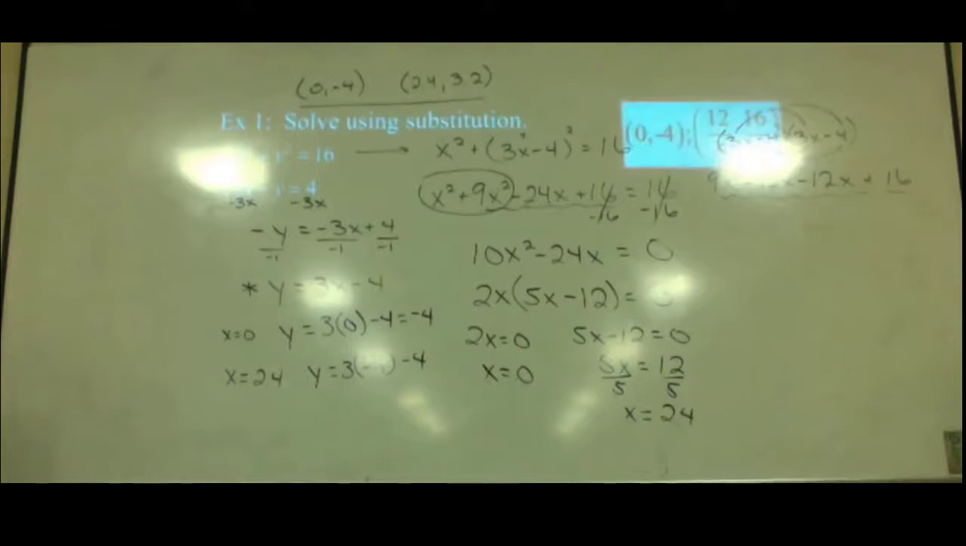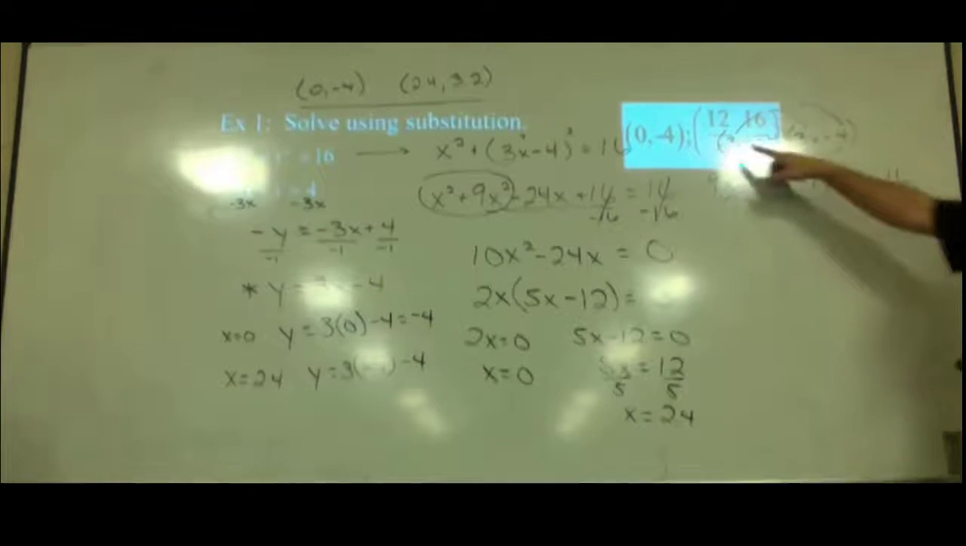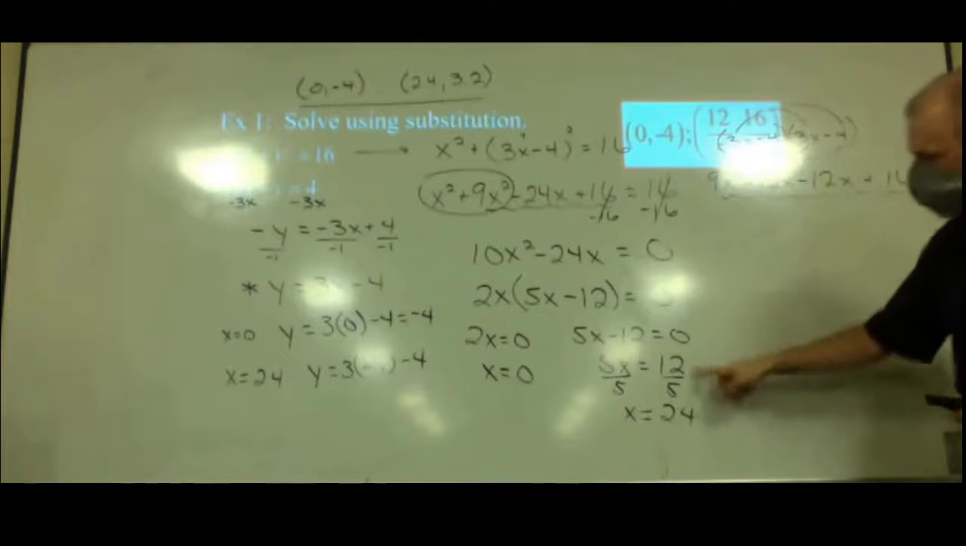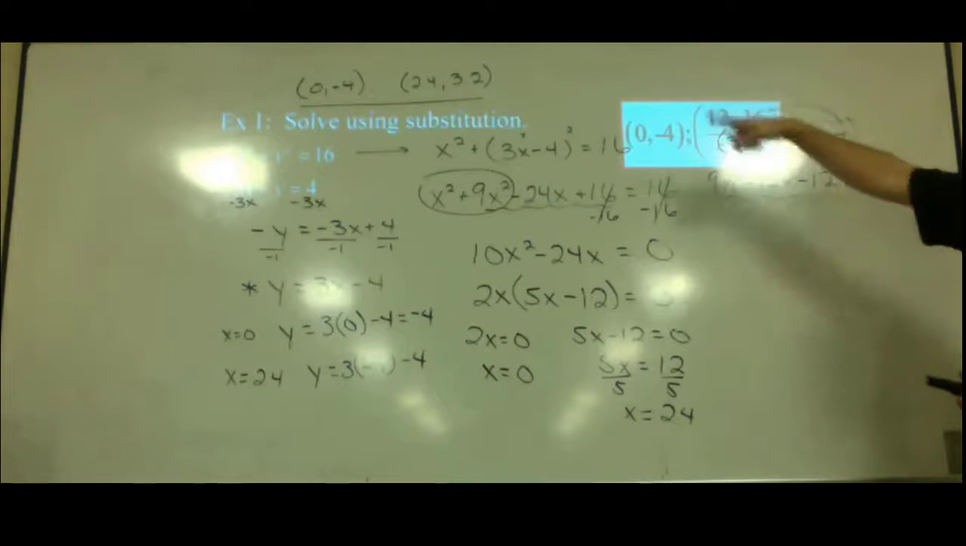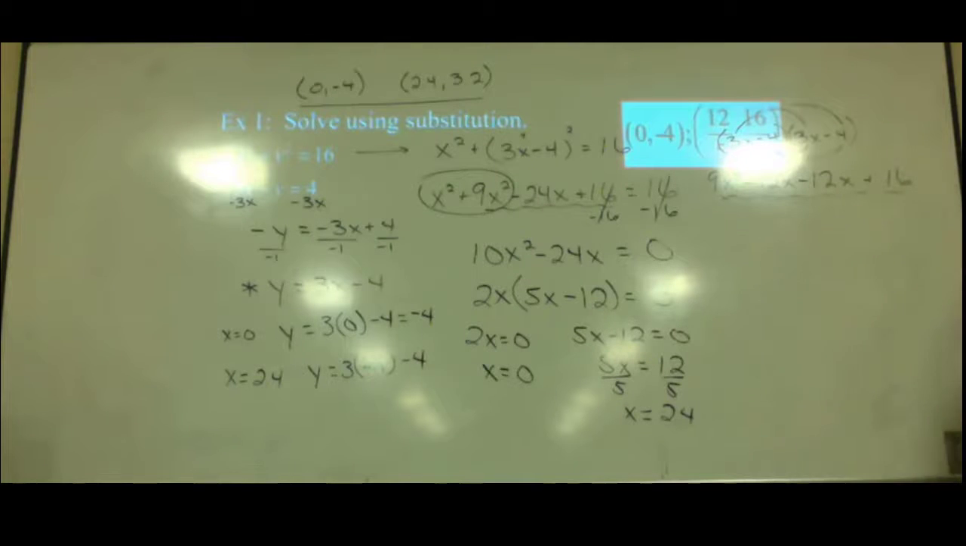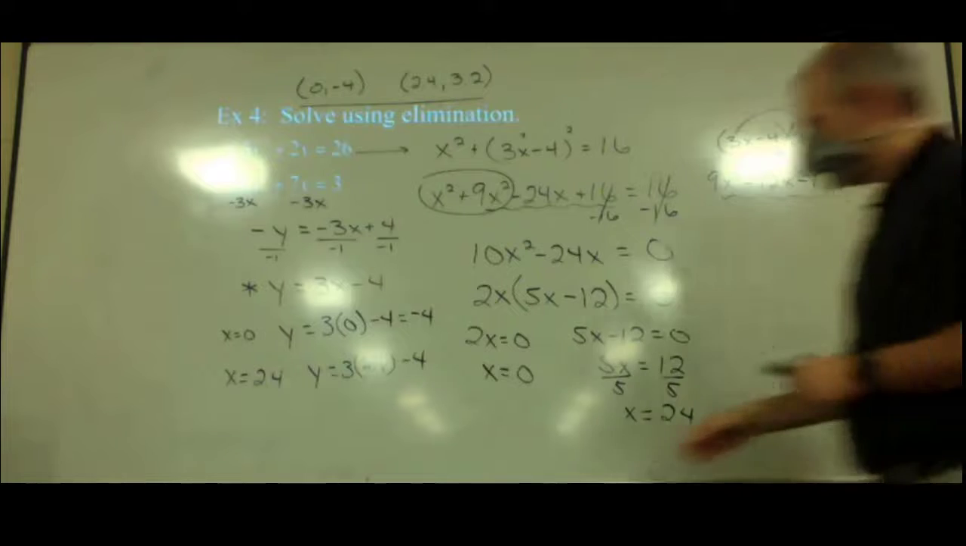All right. And these answers right here, this is 12 divided by 5, which is what we had. I just left it as a fraction. And this is 3.2 that's just written as a fraction. So you can write it as a fraction or a decimal. Either way is fine. All right.